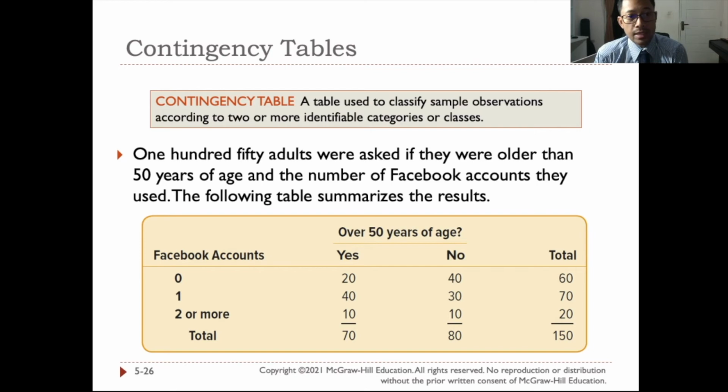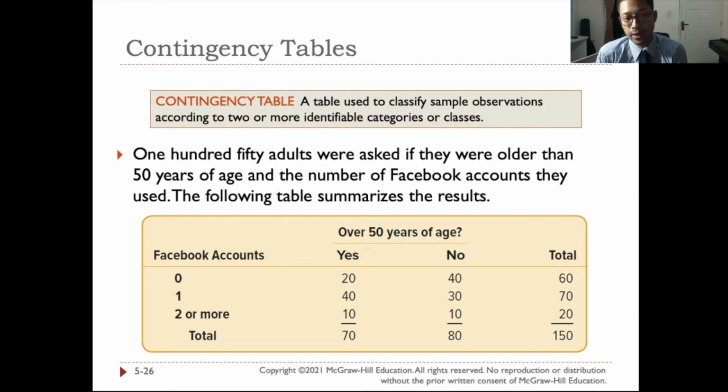So the contingency table is a table used to classify a sample of observations according to 2 or more identifiable categories or classes. So 150 adults were asked if they were older than 50 years of age and the number of Facebook accounts they use. The following table summarizes the results. So are you over 50 years of age? Yes or no? And then you also have the number of Facebook accounts. So you have 1, 0, 2 or more.